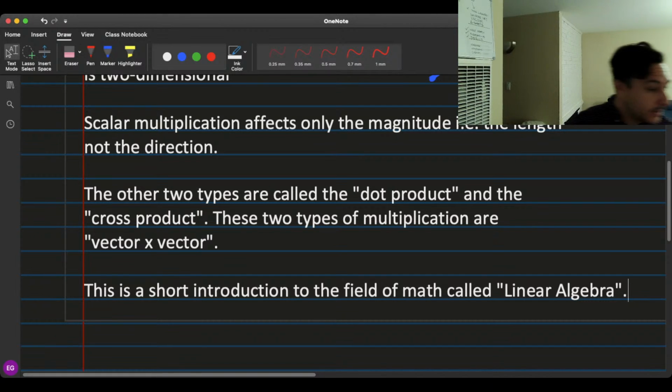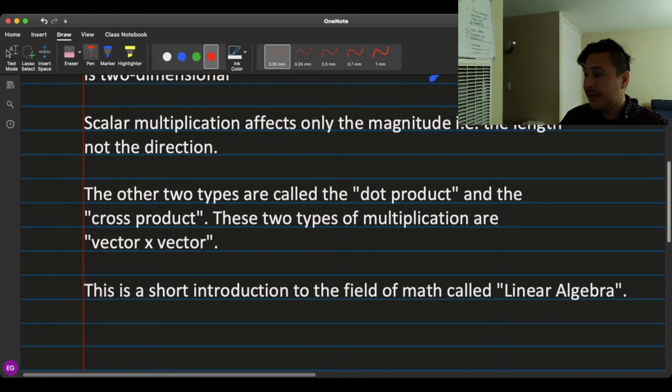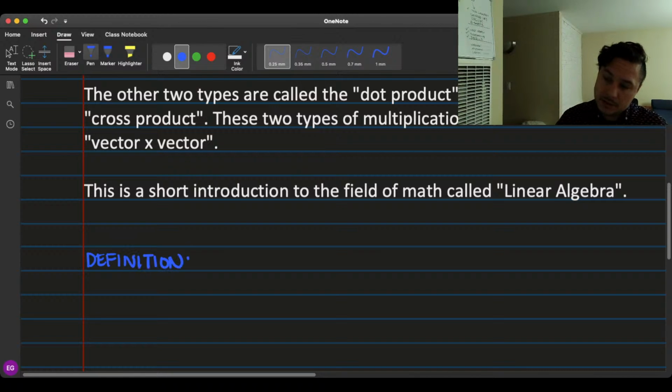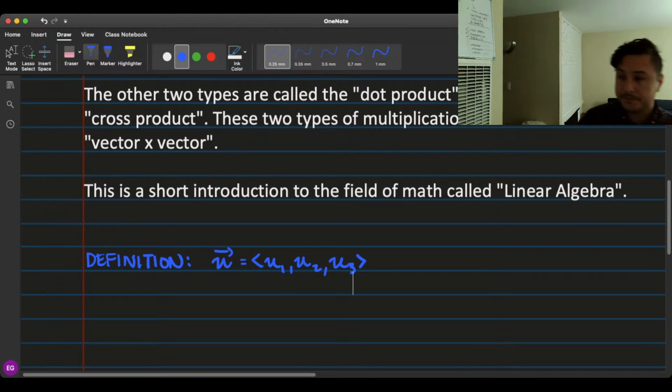Okay, so let's get back to the dot product. So let's define the dot product. Definition. So let's do this in 3 dimensions. Let's say that you have the vector u with components u1, u2, and u3. So what sort of vector is this?